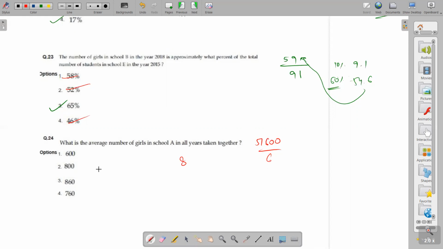6 8s are 48. These two are eliminated. And 48, 3, 6s are 36. 860 is the answer. 860 is the answer somewhere over here. Fine. Let's move on. I will not solve the entire thing.